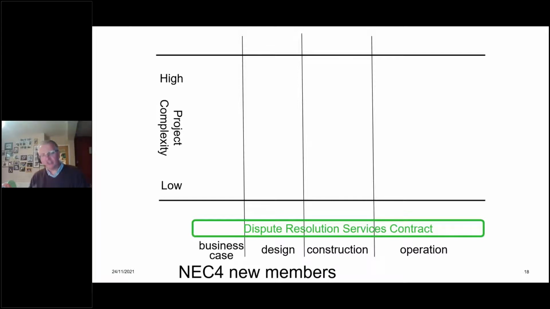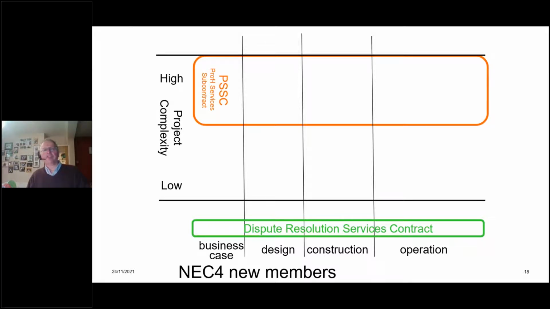Firstly, the adjudicator's contract has been rebranded and tweaked, and it's now called the Dispute Resolution Services Contract. The reason for that is because it's now not only applicable to an adjudicator, it's also the right contract to use to get somebody onto a new option of NEC, which I'll talk about in a minute, which is the Dispute Avoidance Board, coming later.